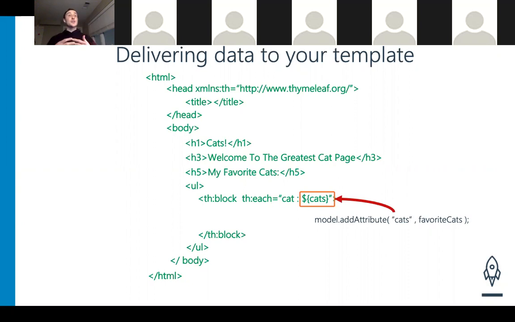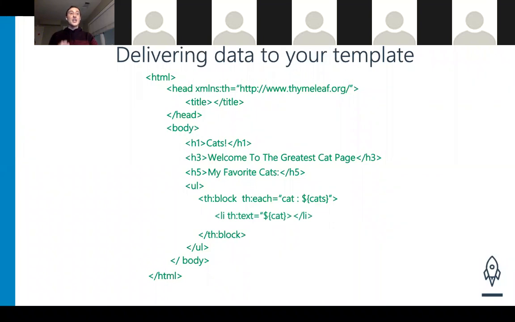What we want to do with it is build a list item with that individual cat. So we use list item, li, and then we inject that cat into the text of this li element using Thymeleaf once again. We see th:text. This is how we inject text into an element in Thymeleaf with HTML.